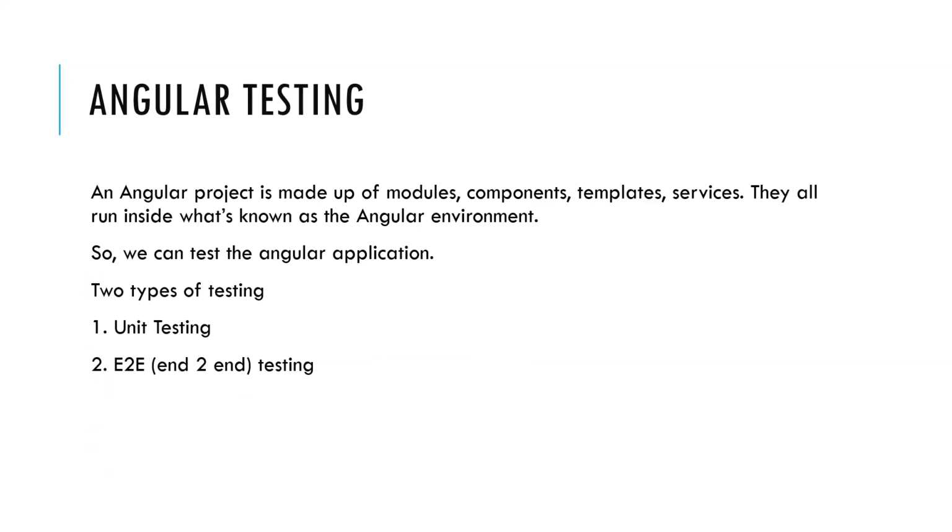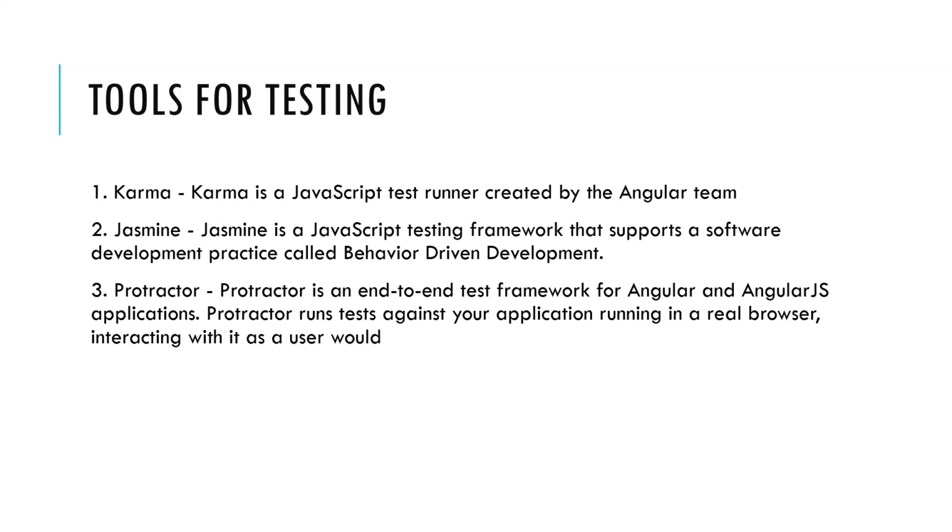So what are the different types of testing we can do in Angular? An Angular project is made of modules, components, templates and services. They all run inside what is known as the Angular environment. So we can test an Angular application in two ways: unit testing or end-to-end testing. So what are the tools for testing? We have Karma for unit testing, and Jasmine and Protractor.